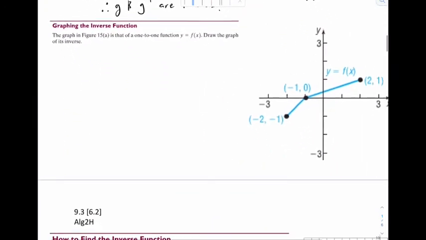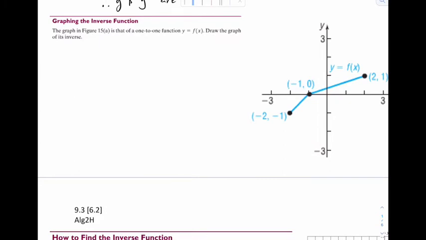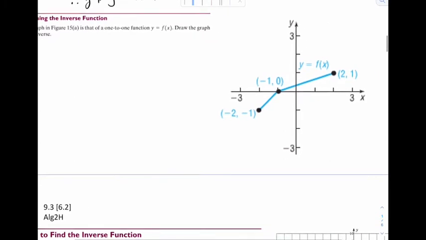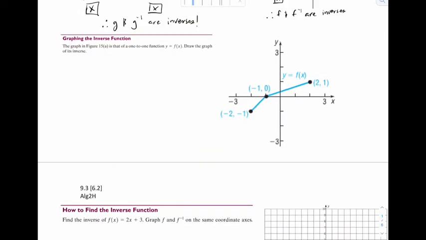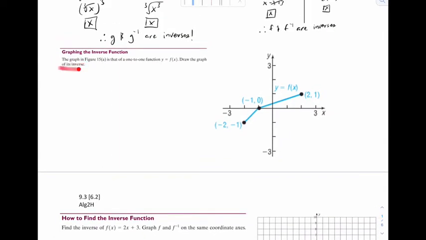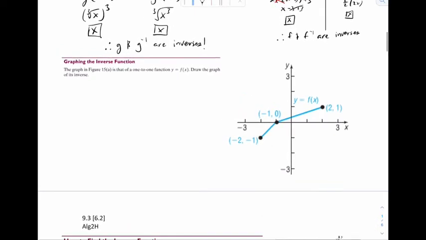Next example says graphing the inverse function. It says the graph is that of a one-to-one function. So notice how this is definitely one-to-one, so pass any horizontal line test. What it wants you to do is draw the graph of its inverse. So there's a really simple way to do this. What you do is you switch your x and y values.